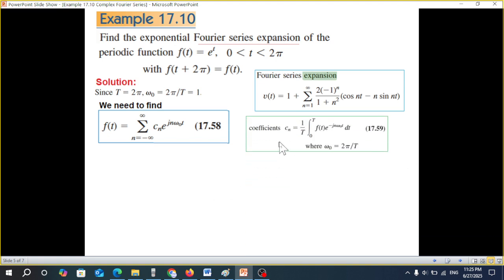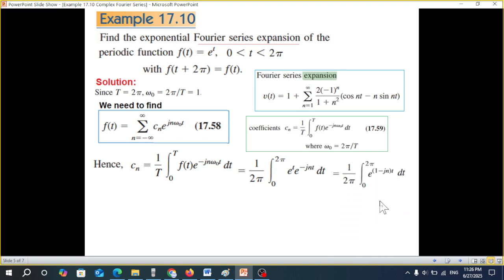And as we had discussed, the coefficient Cn can be written in this form. So let's find Cn first of all. We'll put in the value of f(t) from here. So f(t) is e^t, and omega naught is 1, therefore e^(-jnω₀t) will become e^(-jnt). And now we can just add the powers.